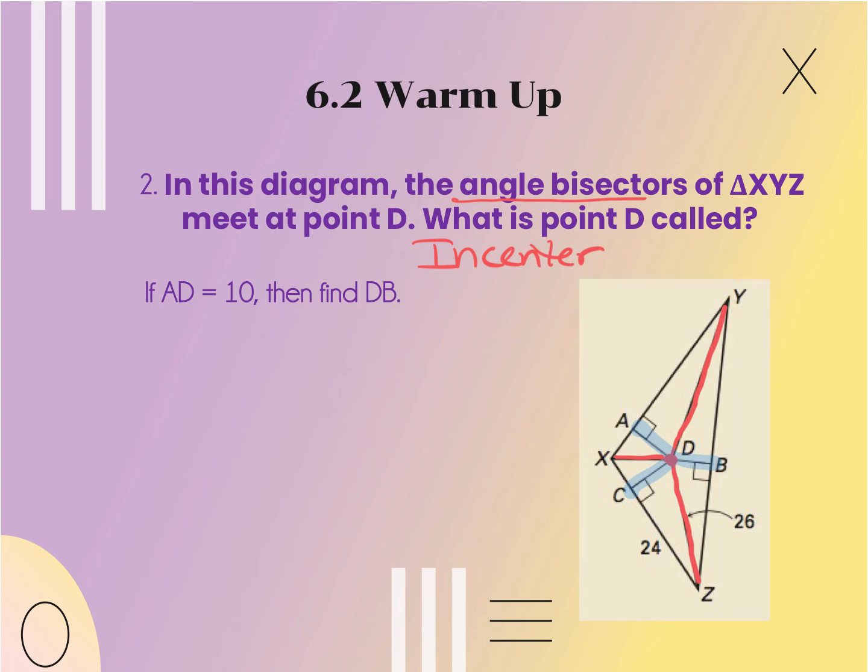In this question, it's telling me the length of AD. AD is right here, and they told me it's 10. So if this one's 10, then so is CD, and so is DB. These are all the equidistant segments from that incenter, so DB equals 10. All of these are the equidistant segments, and they're all 10.